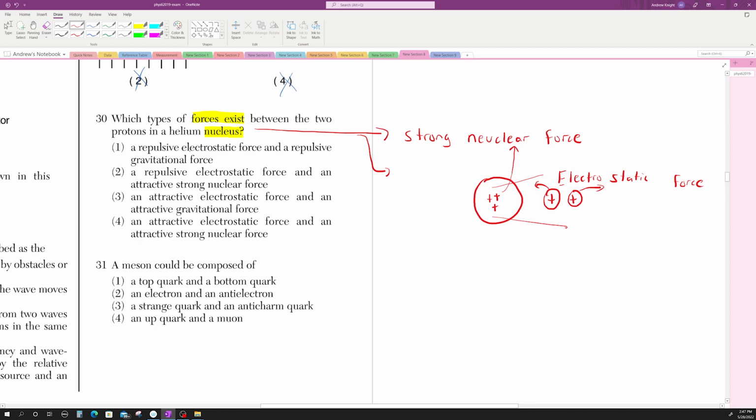So what do we have? A repulsive electrostatic? That makes sense. And a repulsive gravitation? No. A repulsive electrostatic? Yep. And an attractive strong nuclear force? There you go. The nuclear force keeps it together.